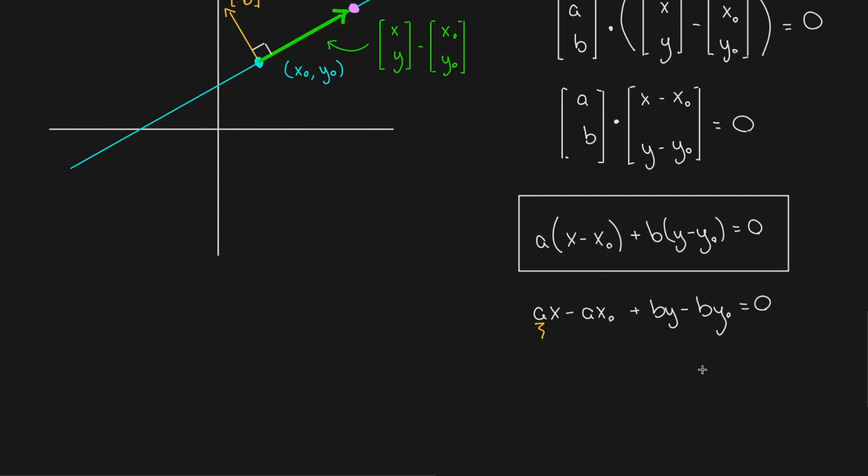Remember, a and b are the components of our normal vector. That's something we're assuming we know. X naught and y naught are the coordinates of the point the line passes through. Again, we're assuming we know those values. So I'm going to move all non-variable terms to the other side of the equation. So that's this term and this term. I know a and x naught, I know b and y naught, so there's not really variables there. So that gives me ax plus by on the left-hand side and ax naught plus by naught on the right-hand side.